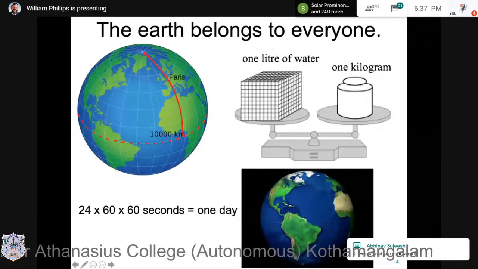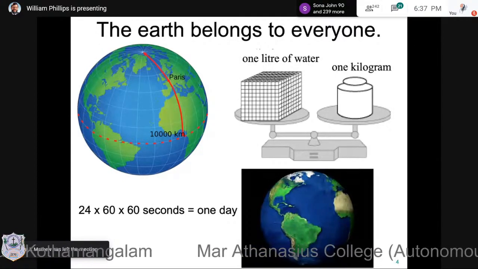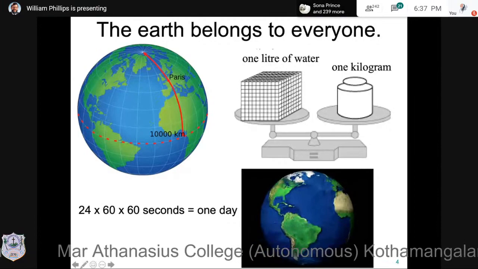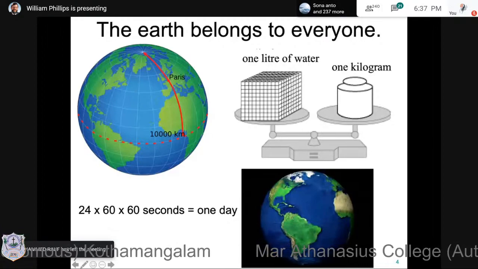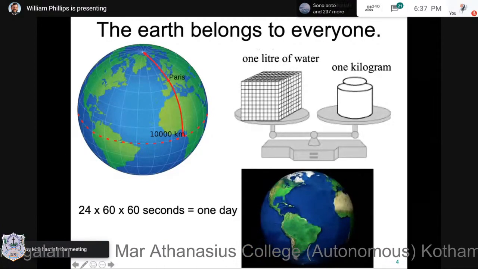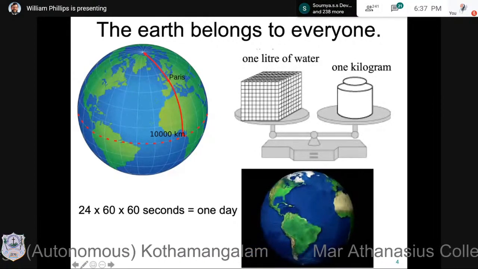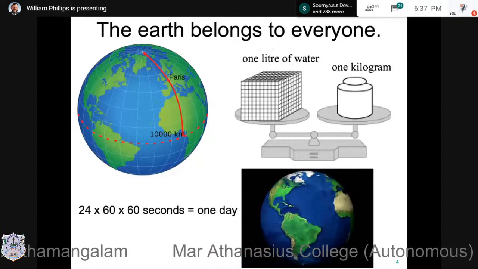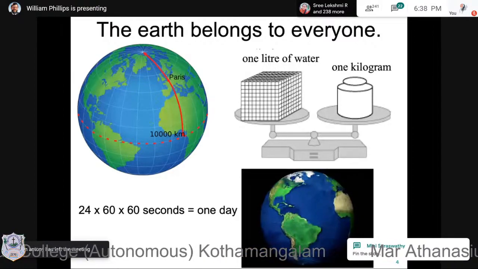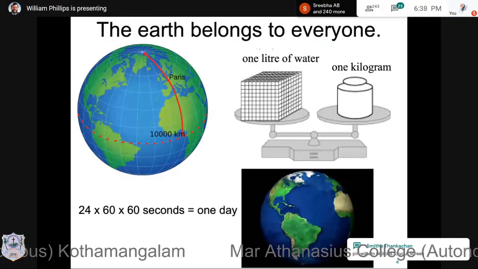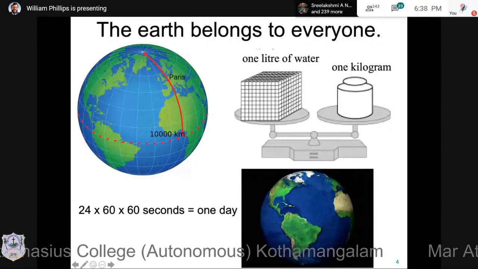And the definition of a kilogram was that you took 1 liter of water, and 1 liter is derived from the definition of the meter. It's a cube that is 1/10 of a meter on each side, and filled with water, that was the definition of 1 kilogram. And of course, the second is simply the appropriate fraction of one day. And in this way, they had the meter kilogram second system that became our modern metric system. And some people still refer to this as the MKS system for meter, kilogram, and second.